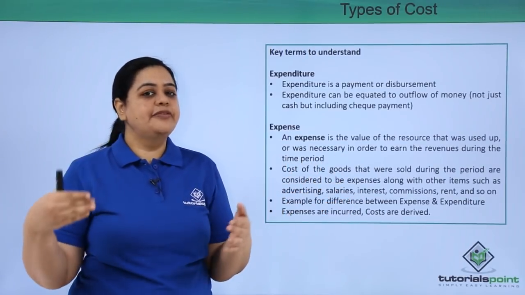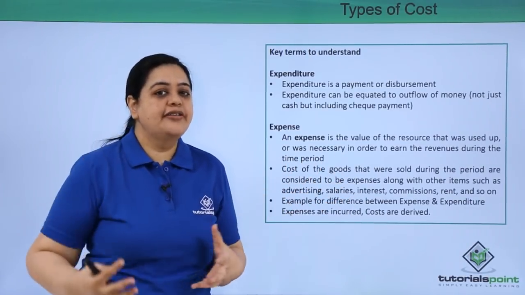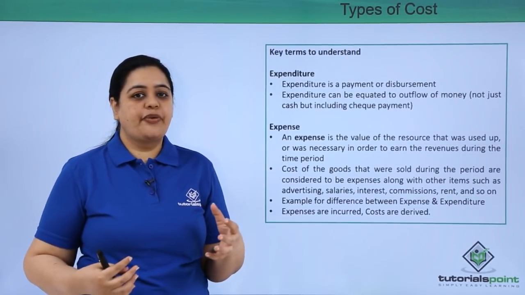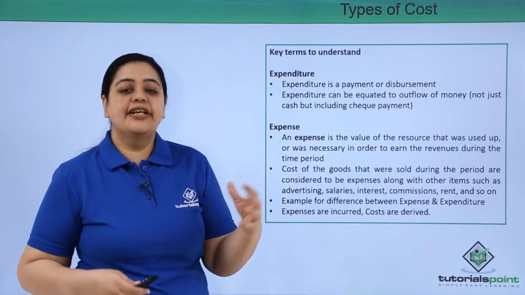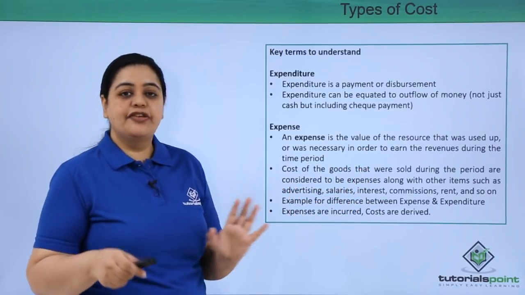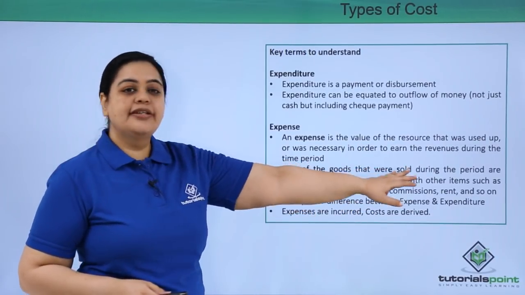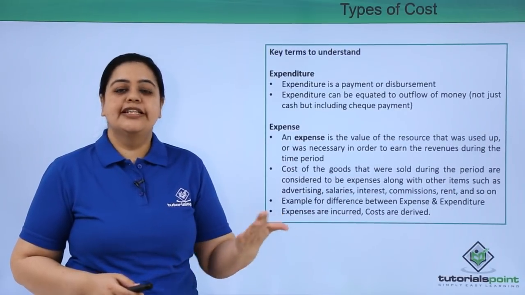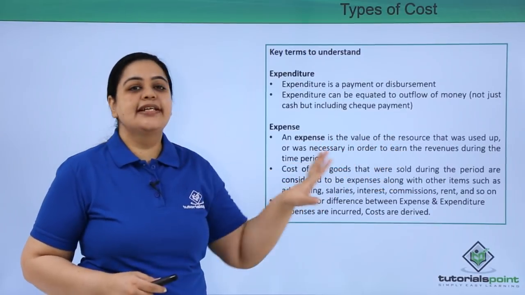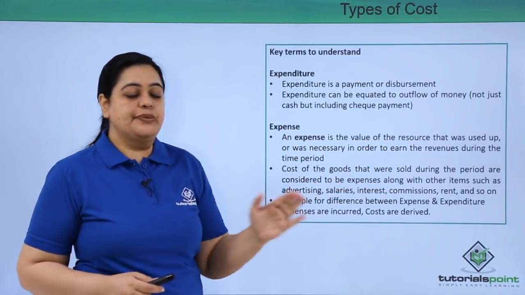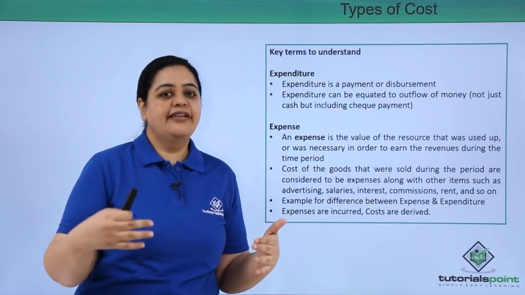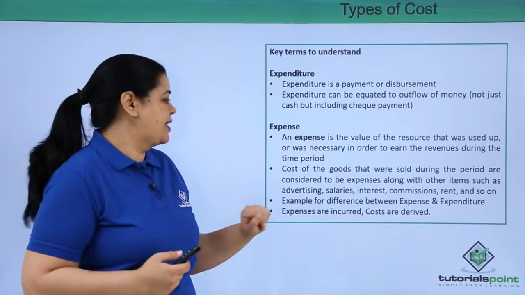So I went and bought the material. Then once I have the cloth, I require the thread. I require those buttons which are necessary when we are stitching. Then I would require a tailor to stitch. So all these expenses would be necessary to ensure that I am able to prepare the t-shirt and earn the revenue by selling it in the market. So expense is the value of resource that was used up or was necessary. Whatever cost I incurred for preparing a t-shirt would all count as an expense.